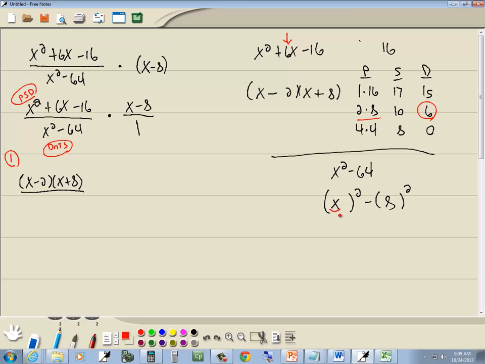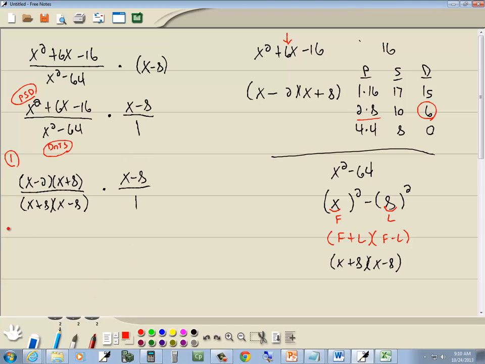Now I'm going to label what's inside the first set of parentheses as F for first. I'll label what's inside the last set of parentheses as L for last. And our formula, difference of two squares, says F plus L times F minus L. So wherever we have an F, we'll plug in x. Wherever we have an L, we'll plug in 8. So we got x plus 8 times x minus 8. Now that stays as x minus 8. This is 1. Nothing to factor there.